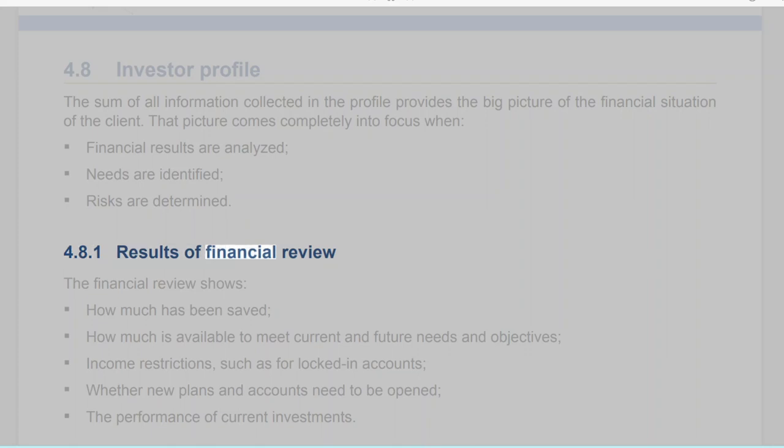4.8.1 Results of Financial Review. The financial review shows how much has been saved, how much is available to meet current and future needs and objectives, income restrictions, such as for locked-in accounts, whether new plans and accounts need to be opened, and the performance of current investments.